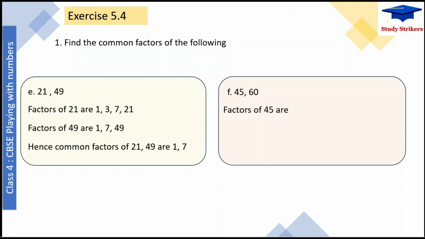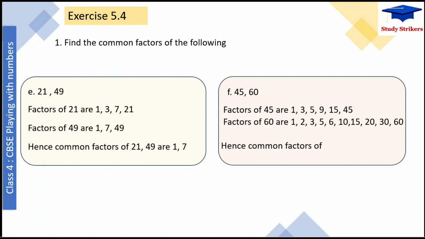So factors of 45 are 1, 3, 5, 9, 15, 45. Factors of 60 are 1, 2, 3, 5, 6, 10, 15, 20, 30, 60. Hence, the common factors of 45 and 60 are 1, 3, 5, 15. So this is how we have finished finding common factors of these numbers.